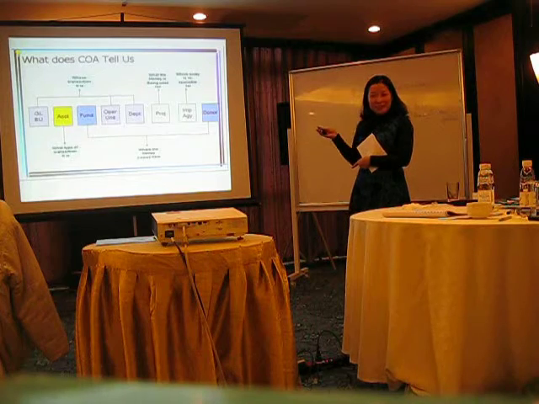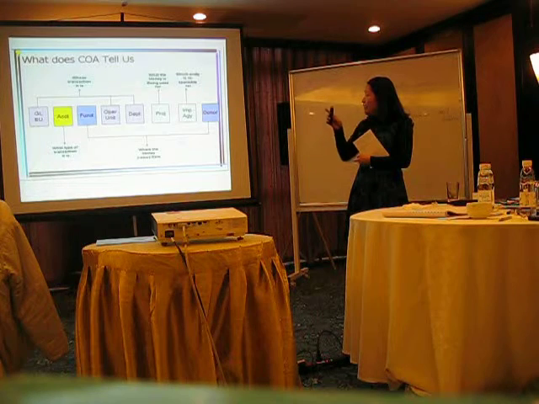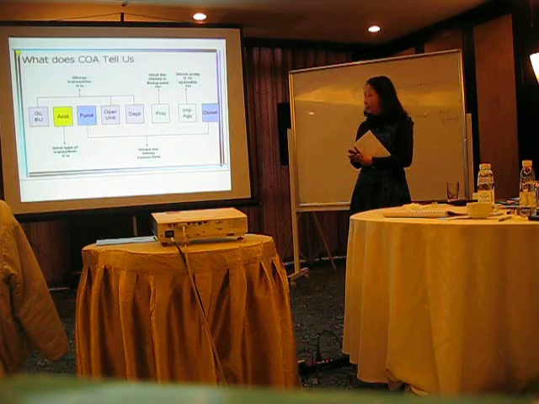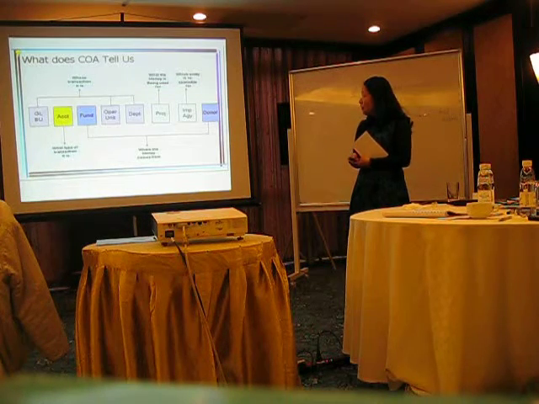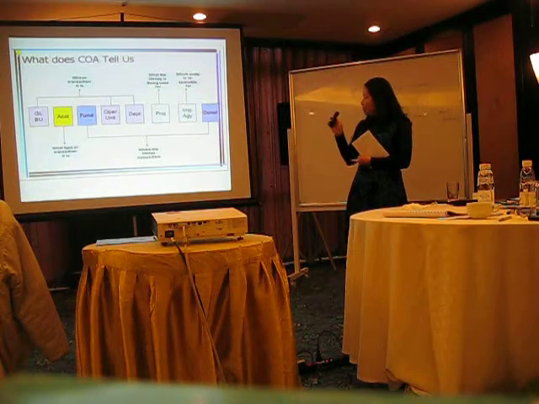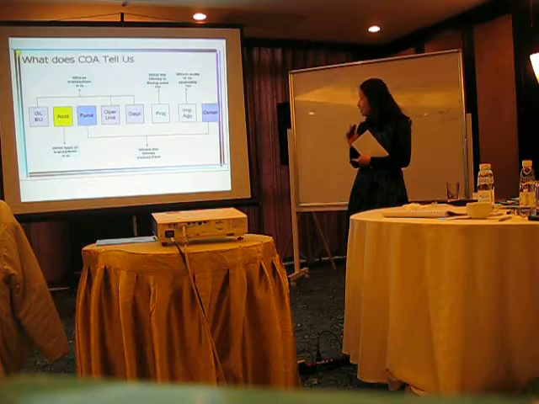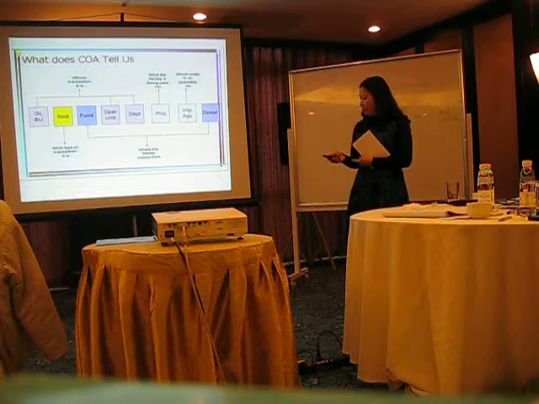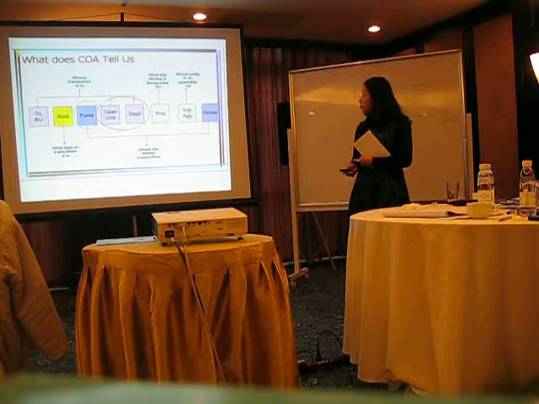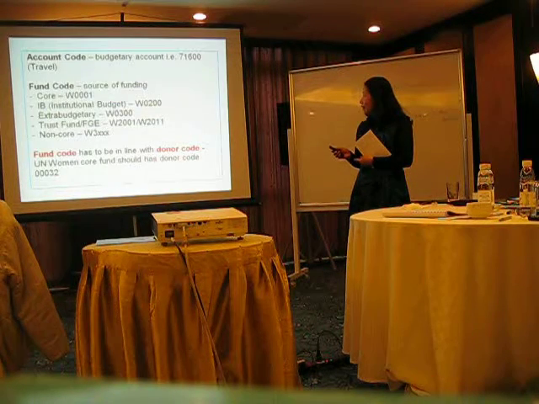So this is what a COA is, just an account. You can see it combines different parts: the business unit, the account, the fund code, operation unit, department ID, the project ID, implementing agent, and donor code. I can explain to you what they mean now.